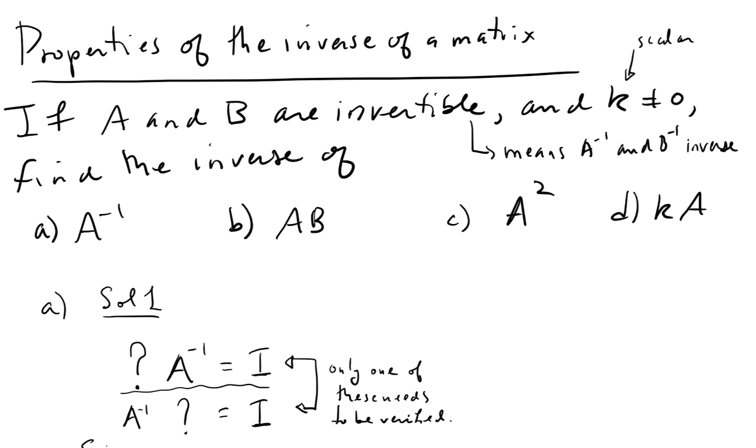Now, try to find the inverse of the last two on your own. Try to find a formula for the inverse of A squared, and the inverse of kA. What I'd like you to do for A squared is use a solution that uses linear transformations, and for kA, something that uses algebra. So pause the video and try to do those two, and I'll show you the solution.